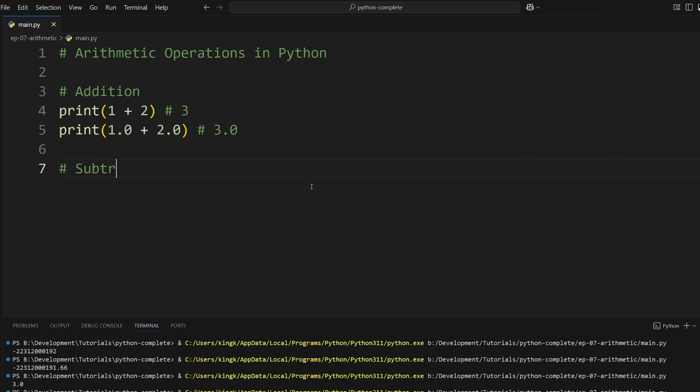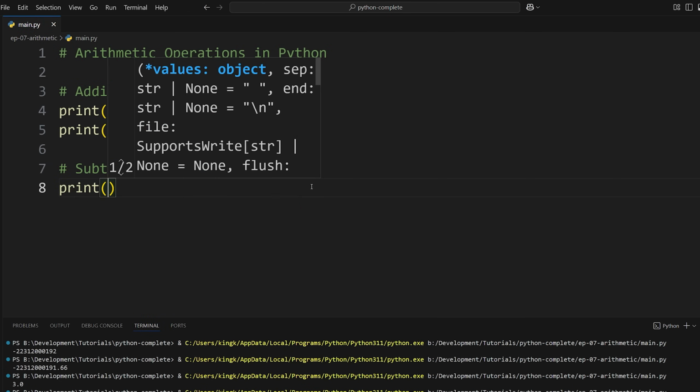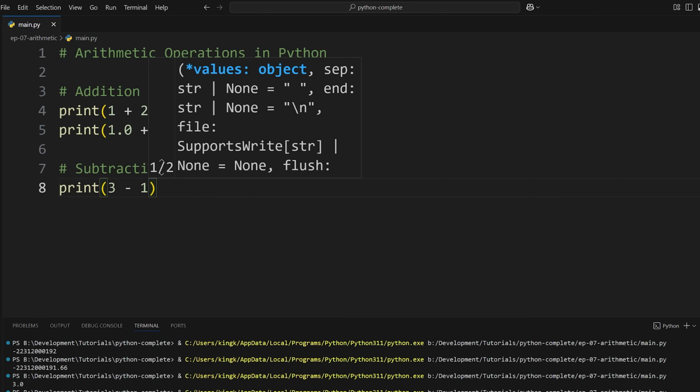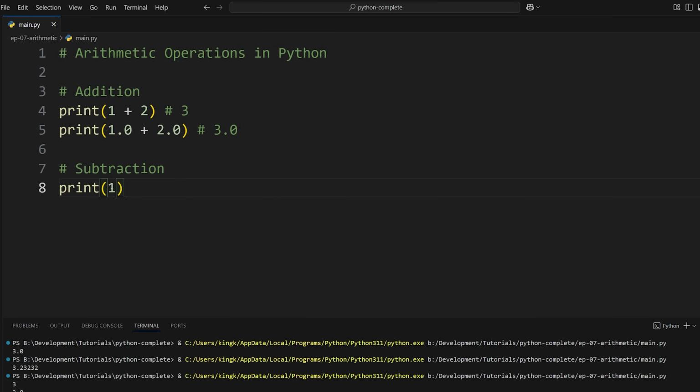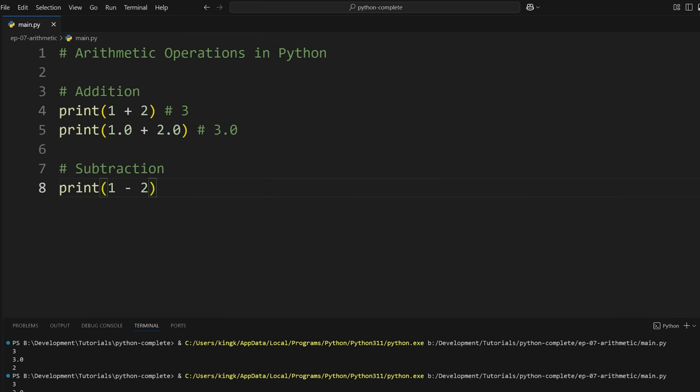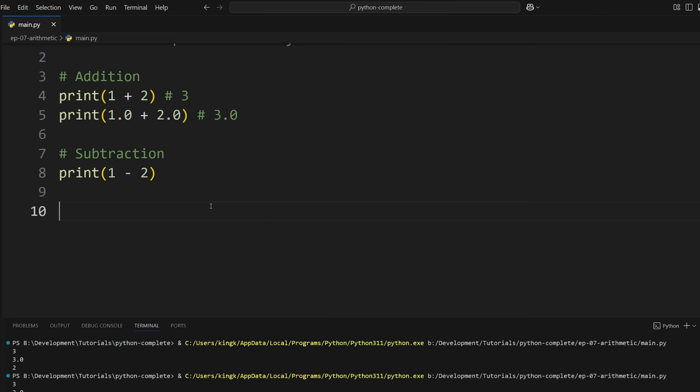You can also do subtraction. So you can do print 3 minus 1 and you should get 2. Let's run it. There we go, we get 2. You could do 1 minus 2 and you should get negative 1. There you go, you get negative 1. That's easy. So now we'll move on to multiplication.